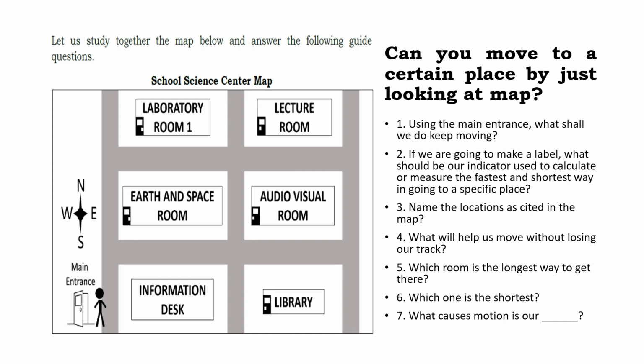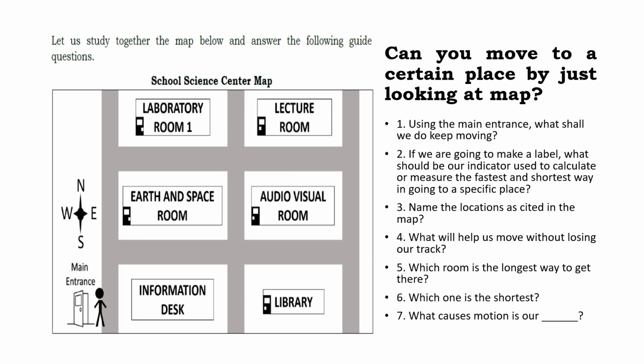Now, can you move to a certain place by just looking at the map? Yes, we can. By the way, what do we do to go through the different rooms in the school or the different places cited on the map? Can we? Yes, we can. By the way, what shall we do to keep moving? Very good. We can keep moving by walking. Yay, high 10. All right.